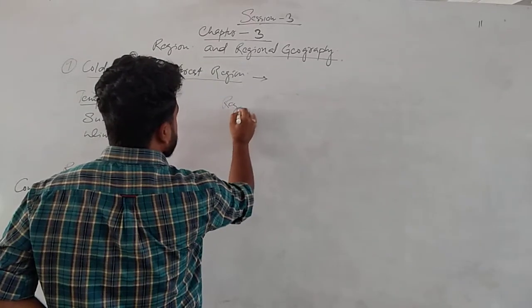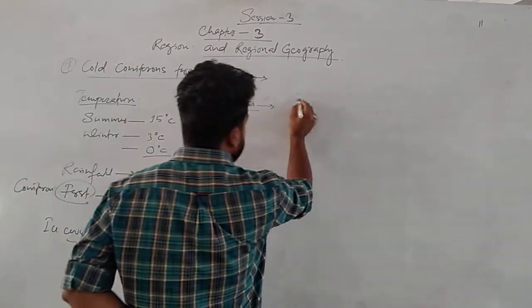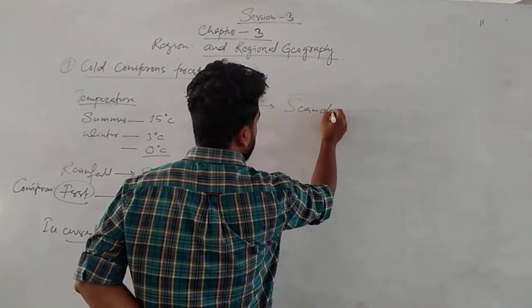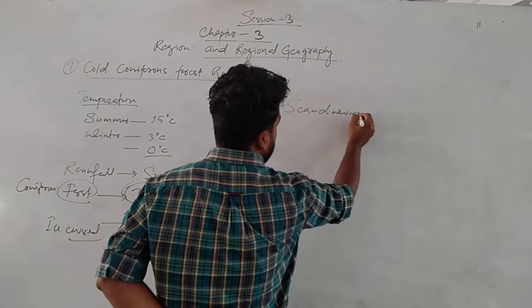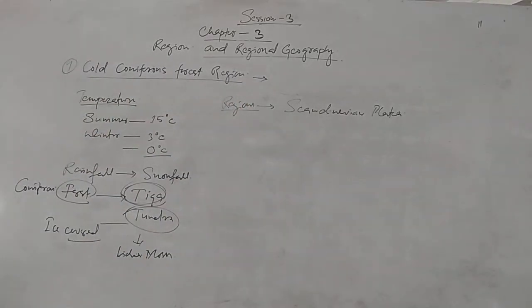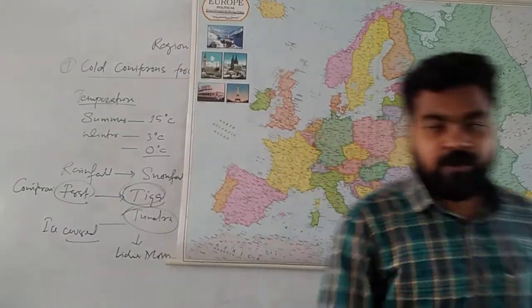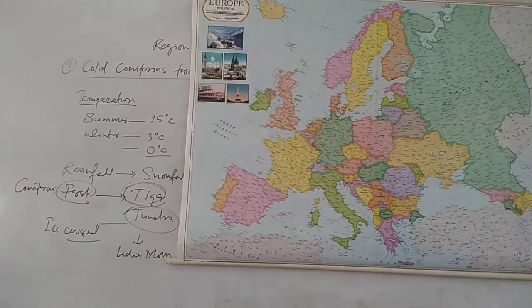Regions included in this are called coniferous forest regions, such as the Scandinavian plateau. I will show you what the Scandinavian plateau is, so with this we will get revised. Okay, let's see the map.